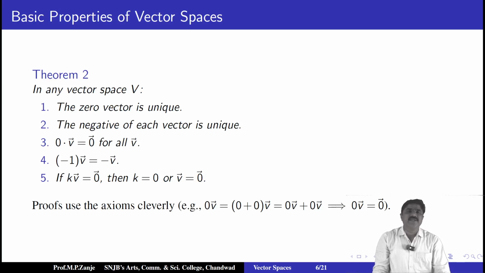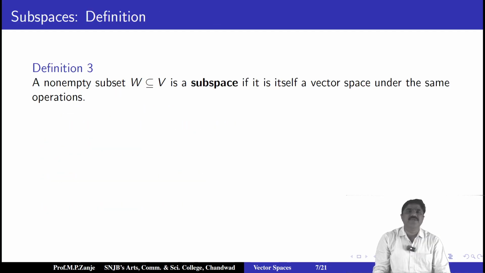Now the 0 vector is unique, and the negative of each vector is also unique. 0 into v bar is equal to 0 bar, minus 1 into v bar is equal to minus v bar, and if k v bar is equal to 0 bar, then k equals 0 or v equals 0. These are easy proofs, basic properties of vector space.